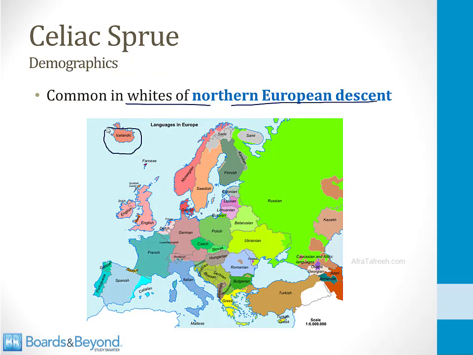So Iceland obviously is part of Northern Europe, so is Great Britain, so are all the Scandinavian countries like Norway and Sweden and Finland. The reality is that many whites of Northern European descent live throughout Europe and even in the United States, so commonly you will see sprue in white people in general.